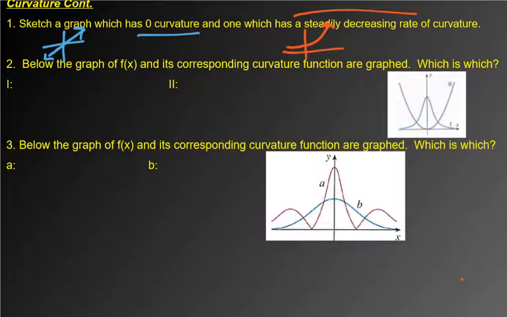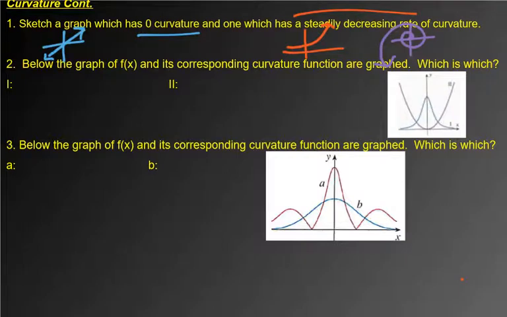There's other options too. There are polar graphs where you have spirals, things that turn quickly like this, but then as time goes on, they kind of unravel. So that would be something that has a decreasing rate of curvature.